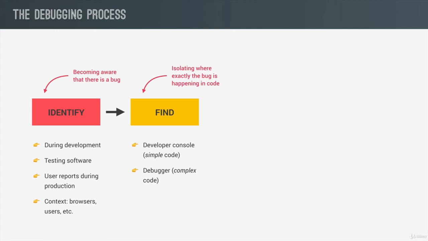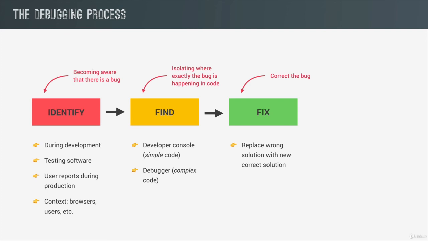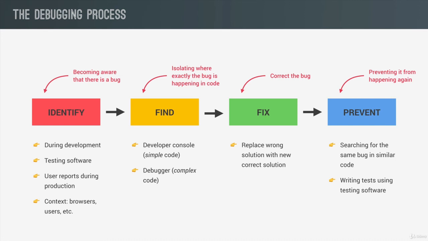Anyway, once we know where the bug is located, we can finally fix it. So we can correct the bug. And this is probably the easiest part. So essentially, all we need to do is to replace the existing, so the wrong solution, with a new correct solution that actually works. As a final step, we should then prevent this bug from ever happening again in our codebase. For example, we can search our project for the same bug in similar code, like in a similar function. It's totally possible that we did the same mistake twice in our code. And if that's the case, we must fix the bug everywhere.